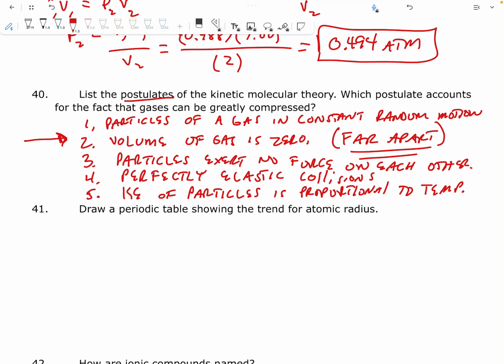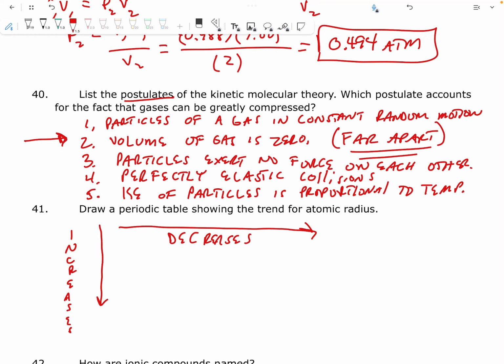Periodic trend showing the radius. Okay, periodic table showing the trend for atomic radius. Well, I'm not going to draw the table. What I can tell you is this. For atomic radius, as you go down a group, the periods increase, and each period represents an energy level. So atomic radius increases as you go down the periodic table, and as you go across the periodic table, it decreases.